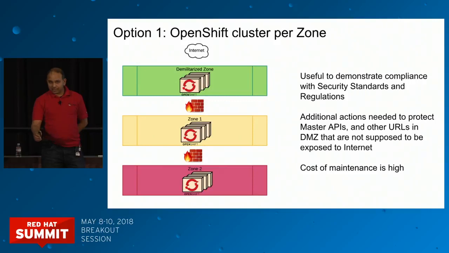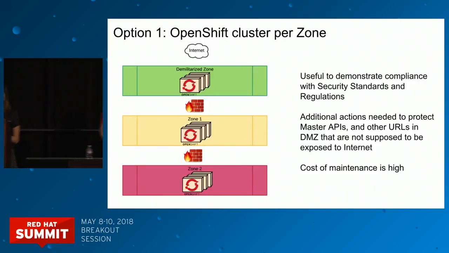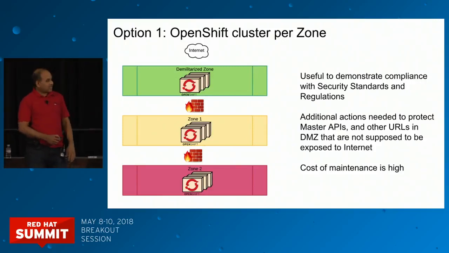Again, this is not a recommendation. It is just what is possible if your security policy doesn't allow you to have an OpenShift cluster that goes across all 3 zones, then this is what you would do, right? But there is a headache of managing 3 clusters now, right? And also, it's not as simple as this, right?